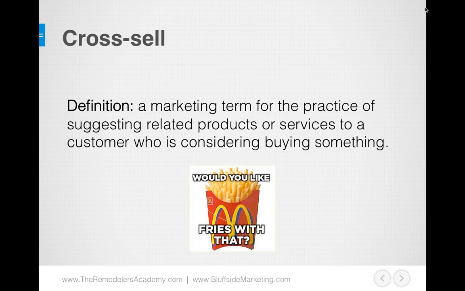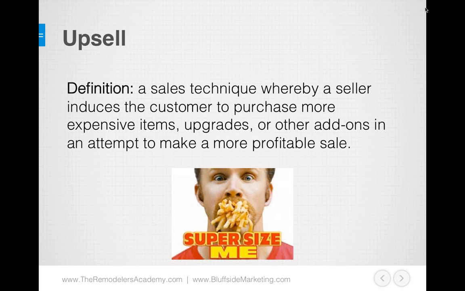Now, the definition of cross-sell is a marketing term for the practice of suggesting related products or services to a customer who's considering buying something. So in McDonald's, let's say you're buying a hamburger, they'll ask you, would you like fries with that? Right? It's a related product or service so they can increase the transactional value or the lifetime value of that customer. And then third one, upsell.